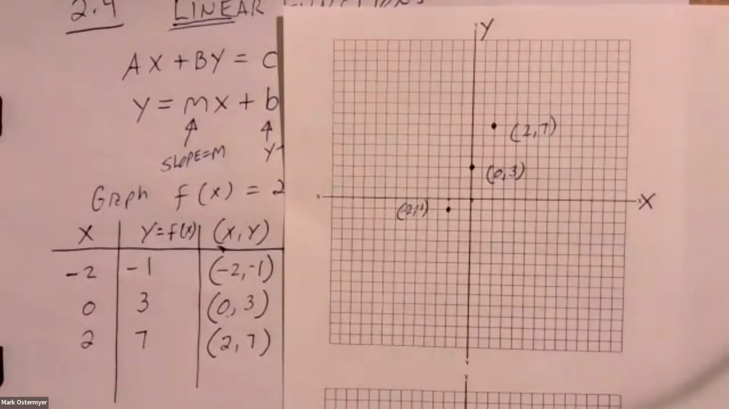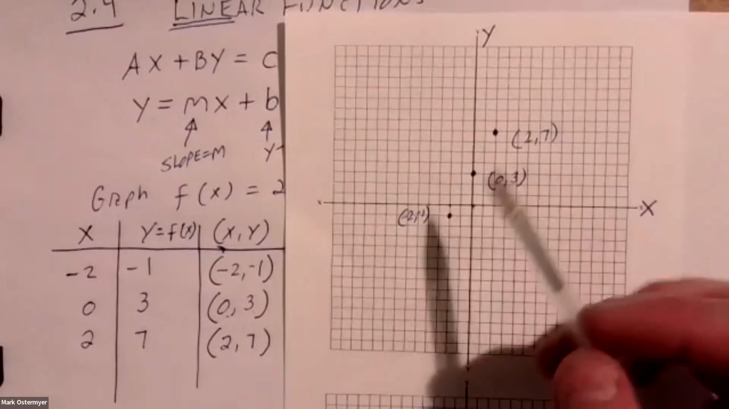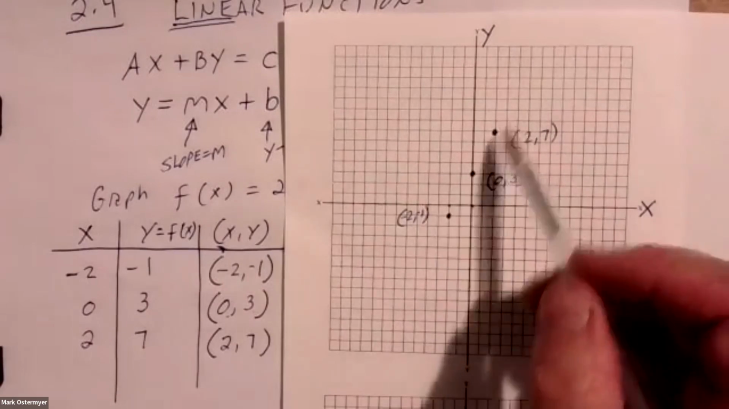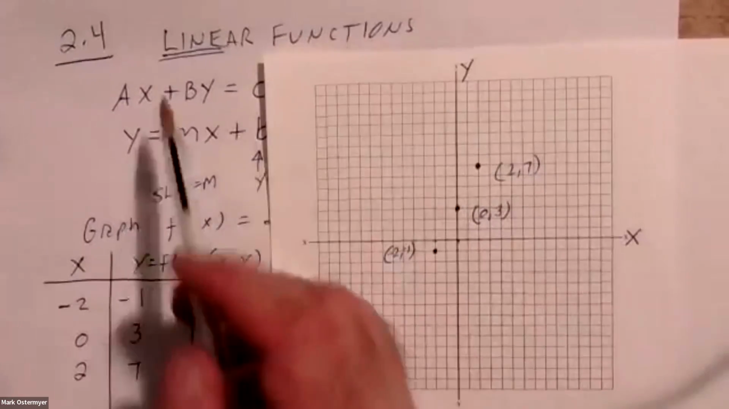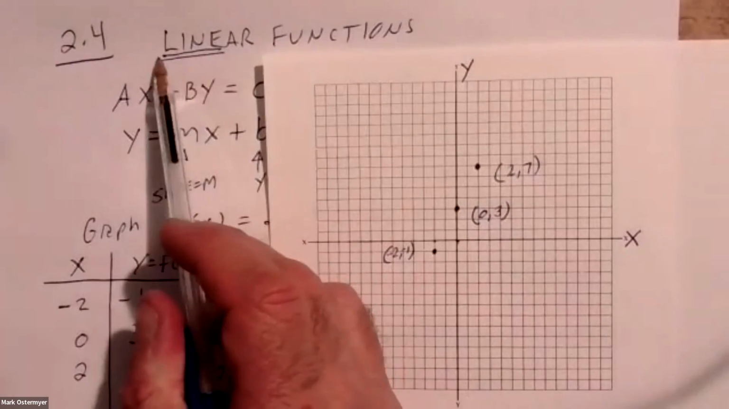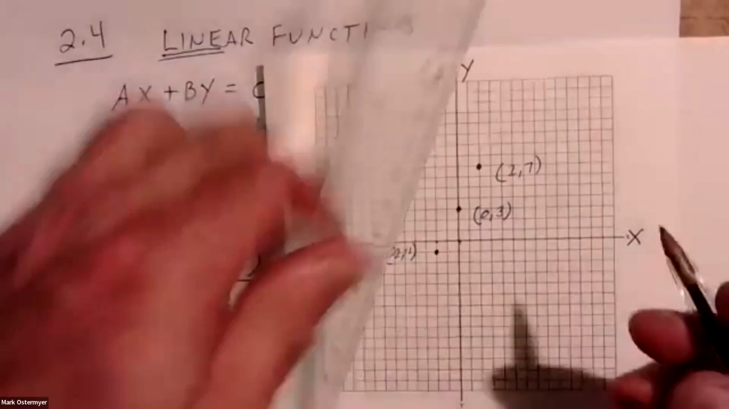Take a ruler now and put a line through those points, ladies and gentlemen, as it does appear that these are collinear points in the sense that they lie on a line, and that has to be the case because the graph of a linear function must always be a line.